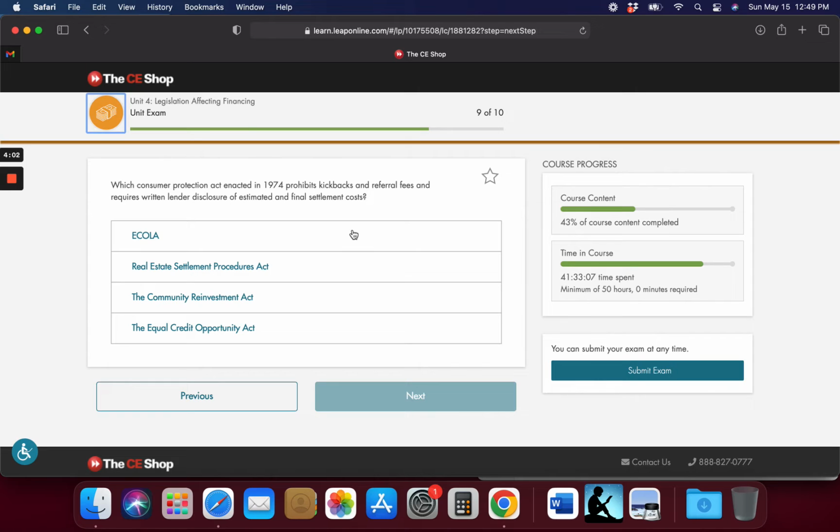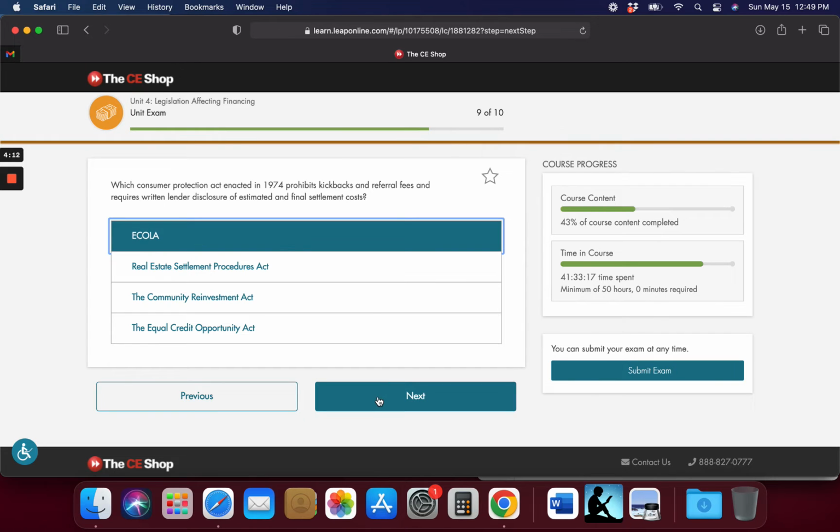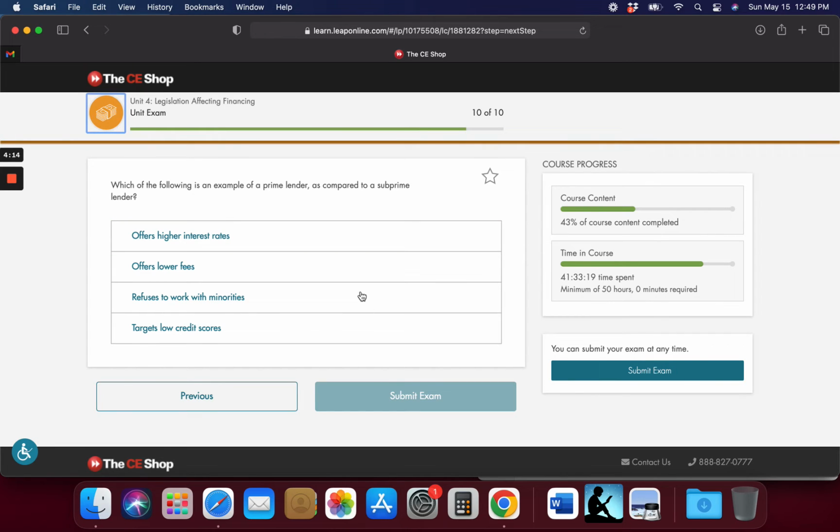Okay. So let's see. Prohibits kickbacks, referral fees. Oh, I don't know. I want to say this one. Which of the following is an example of a prime lender as compared to a subprime lender? Okay, a prime lender offers lower fees.